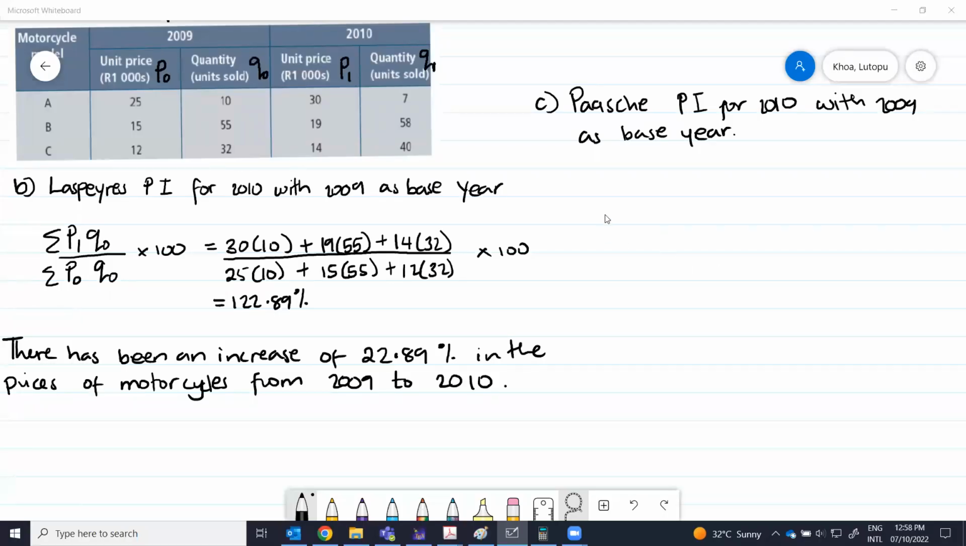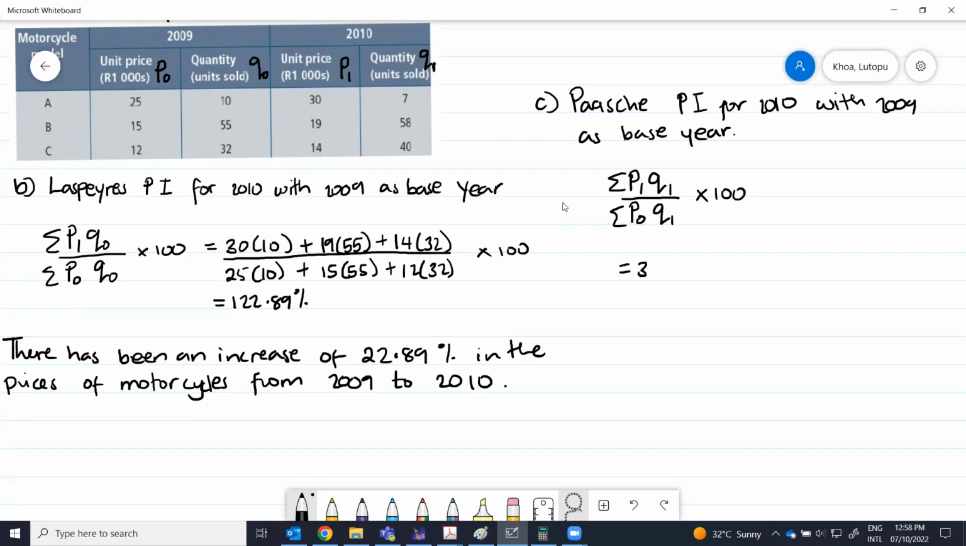Okay. Now the next question, we have to work out the Paasche price index for 2010. 2009 is our base year. So again, we're working out the price index. So it's P1 over P naught. And then remember with the Paasche, we keep the current quantities constant. So it's Q1 and Q1. Then the summation here, and you multiply by 100.